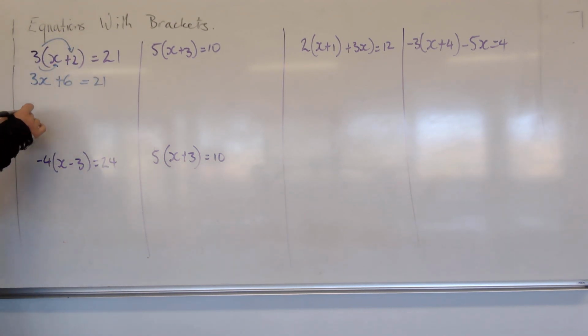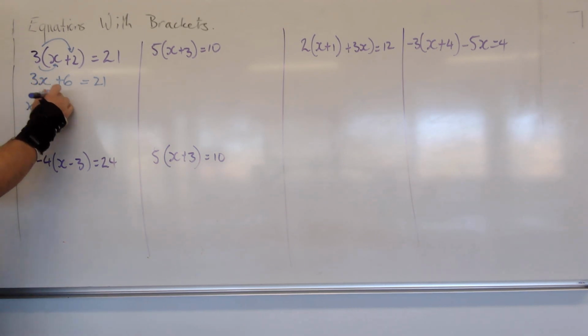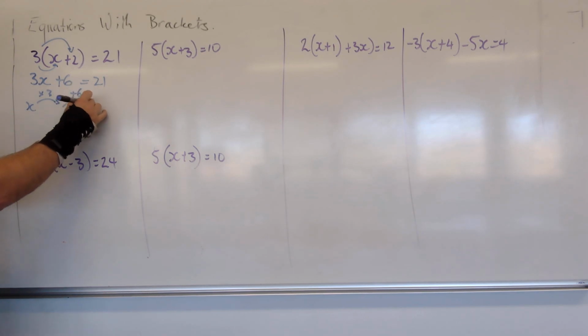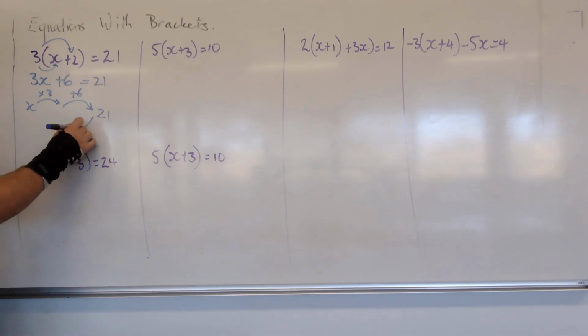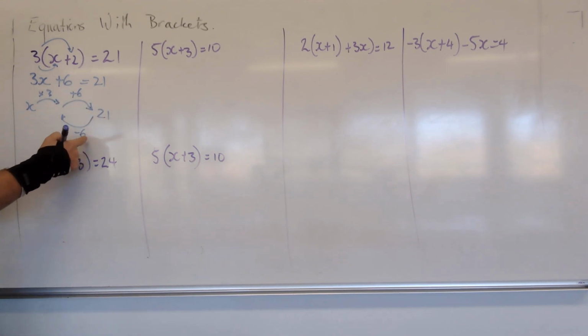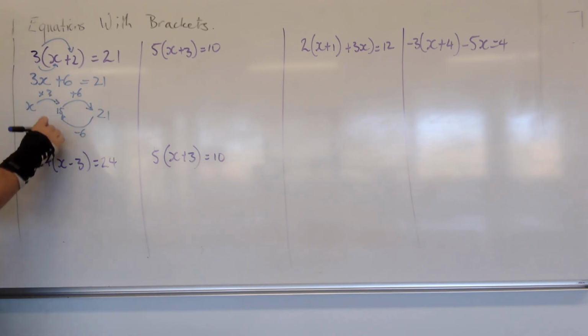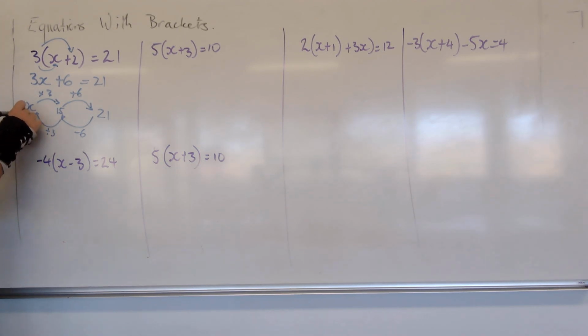Okay, from here we've got to tell that story of x. So we start with x, multiply by 3, add 6, and we get to 21. And then we backtrack. So the opposite of adding 6 is taking 6, so we do it. 21 take 6 is 15. The opposite of timesing by 3 is dividing by 3. Okay, we do it. 15 divided by 3 is 5. We're back to x. So our answer is x equals 5.